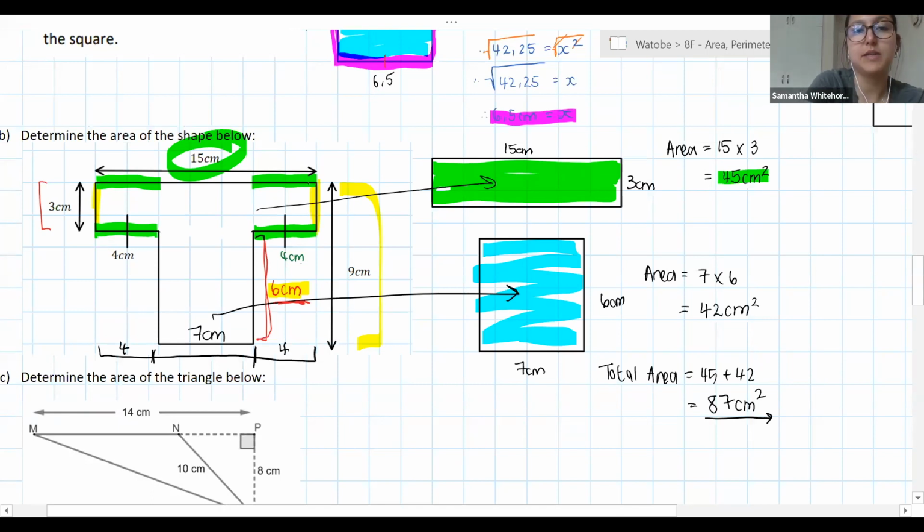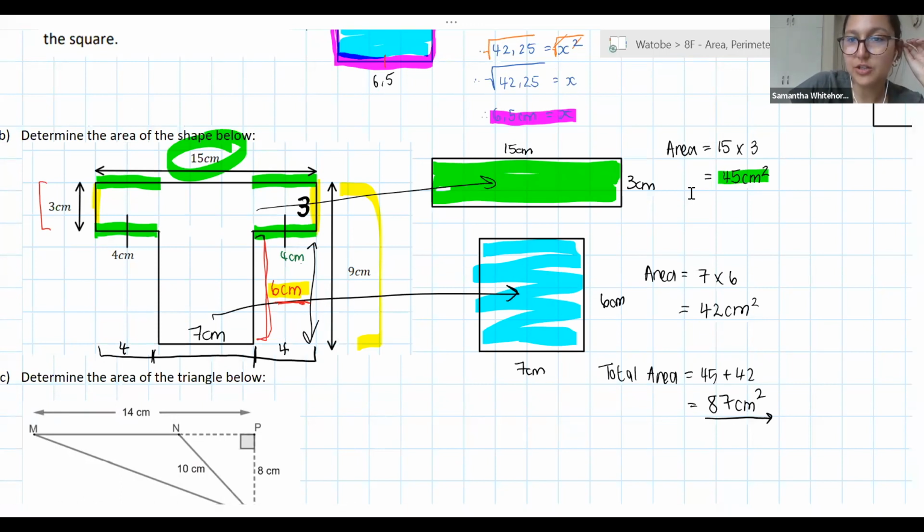So the 6 centimeters I got because I've already got 3 centimeters up here. And if this whole thing must be equal to 9, what I'm then missing is 6 centimeters to make up the 9. Okay. Thank you. Good.